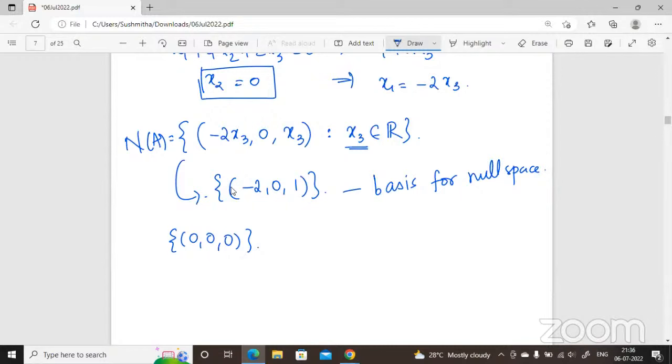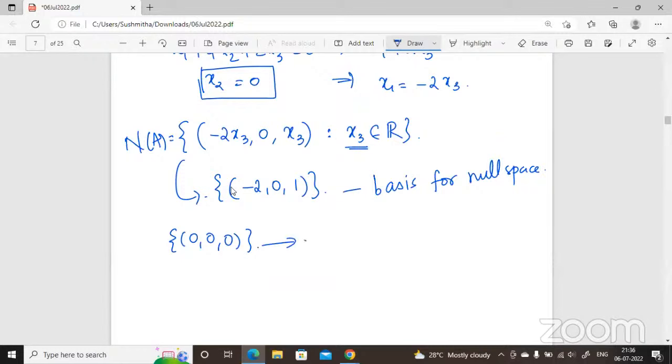Would it be itself? No, there is no basis, because if you have a 0 vector, the set cannot be linearly independent, right? Is origin. So for a basis, it has to be linearly independent also. So by default, it does not have a basis. The dimension of the 0 space is defined to be 0. Okay, so the nullity will be 0 in this case.